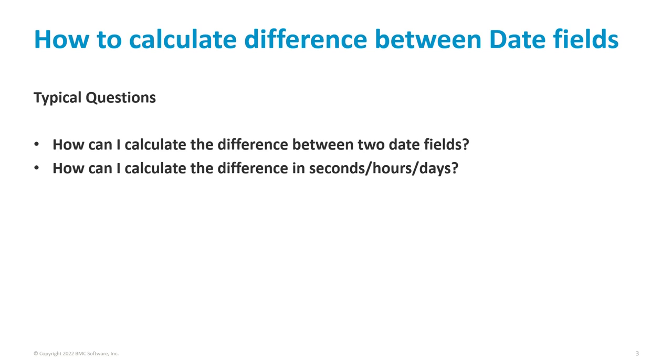These are the typical questions that we get about getting the difference between date fields. How can I calculate the difference between two date fields? How can I calculate the difference in seconds, hours, or days? Let's jump into a demo to get the answer.